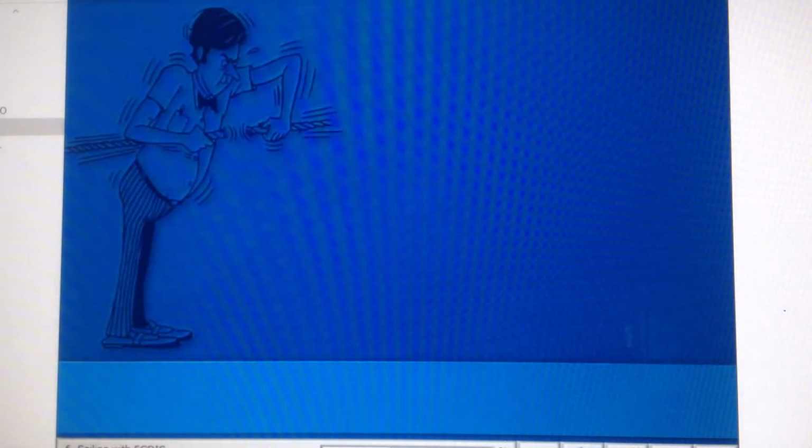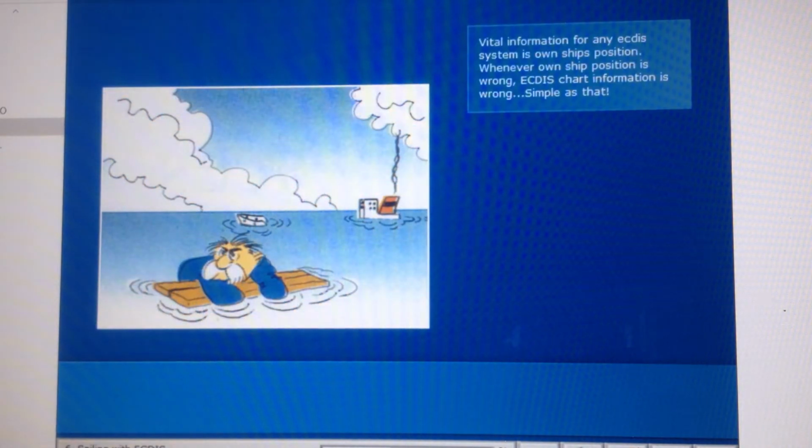A basic and very important thing to understand and take into account at all times when using ECDIS is the fact that no system is better than the weakest link. That is, rubbish in, rubbish out. Vital information for any ECDIS system is own ship's position. Whenever own ship position is wrong, ECDIS chart information is wrong. Simple as that.